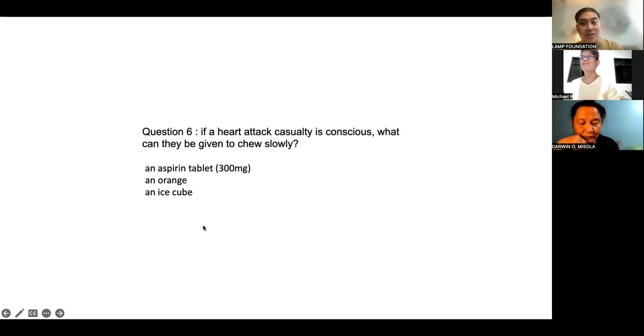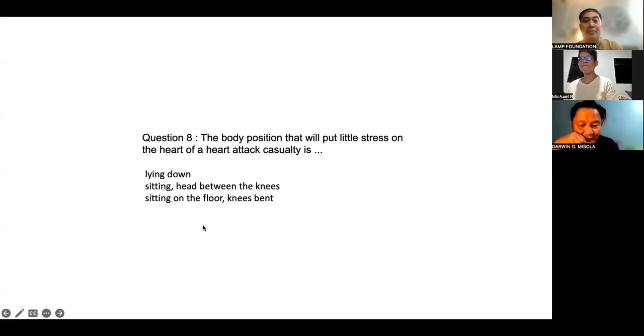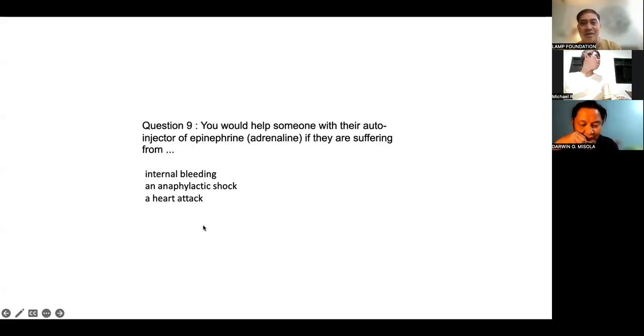If a heart attack casualty is conscious, what can they be given to chew slowly? Aspirin tablet. Okay, 300 milligrams. Yes. Air hunger, often a symptom of heart attack, is? An extreme gasping for air. The body position that will put little stress on the heart of a heart attack casualty is? Sitting on floor, knees bent. Good. Talagang nag-research.